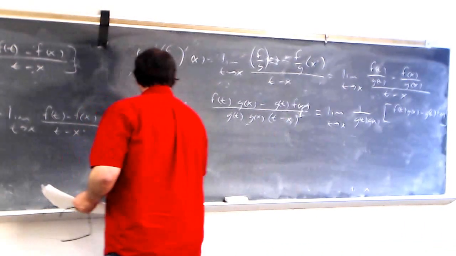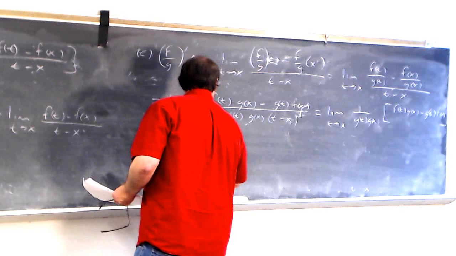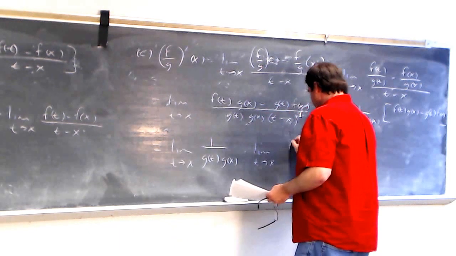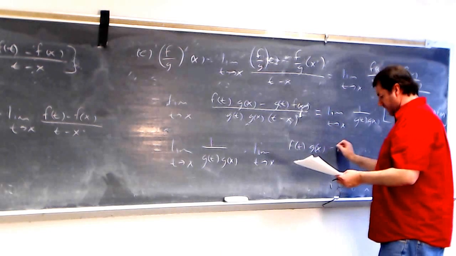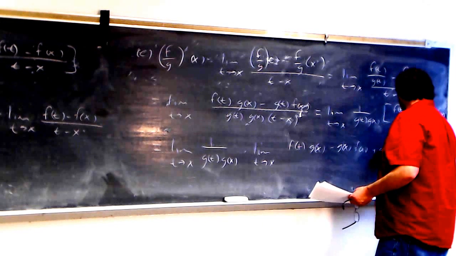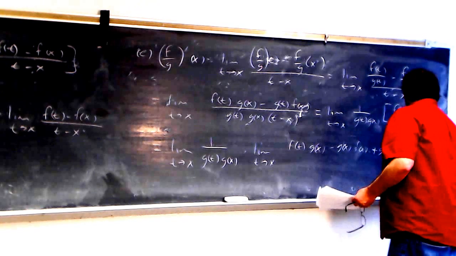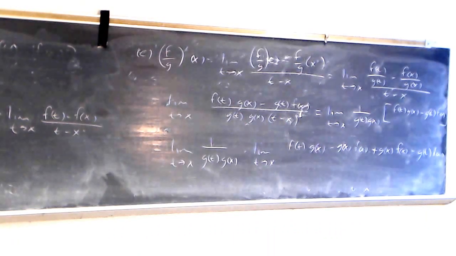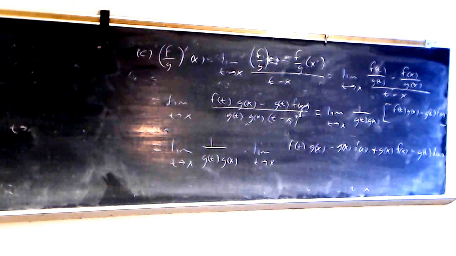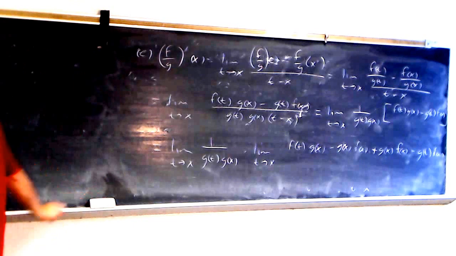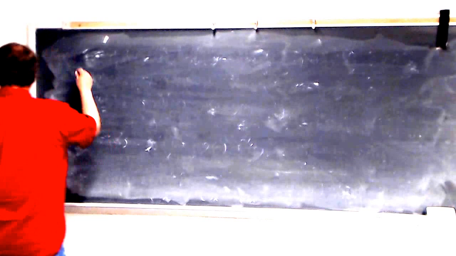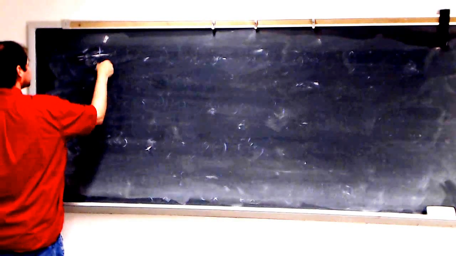And I'll rewrite that as the limit as t goes to x of 1 over g of t times g of x, and product, so times the limit as t goes to x. And here, I'll say this is f of t g of x, and then I'll add and subtract the same thing. So minus g of x, f of x, plus g of x, f of x, minus g of t, f of x. And that's what we have. Which equals 1 over g of x times g of x.